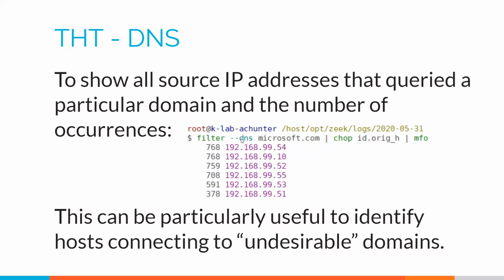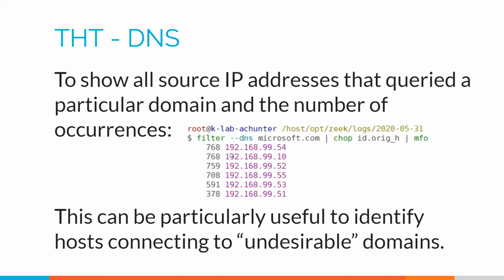So we're going through our DNS logs. We're looking for Microsoft.com. We're going to pipe it through chop. And in this case, we're using one of the Zeek fields, which is the id.orig_h. So that's what we're only concerned with, just the origin host. And again, we're piping it through the most frequent occurrence, which is going to show us the most results at the top.